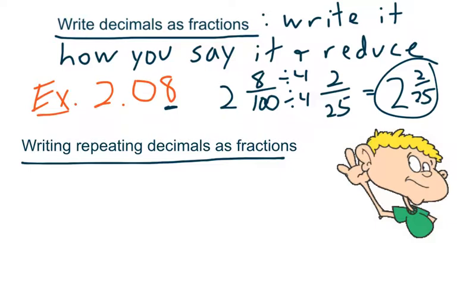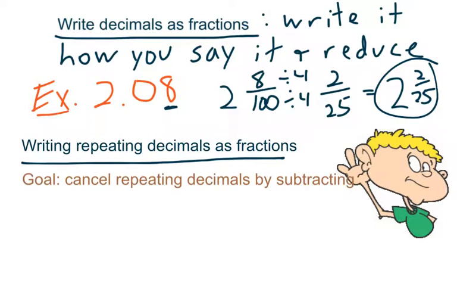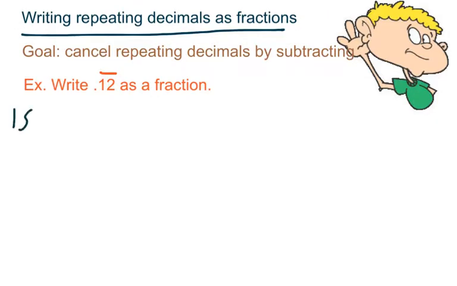And the whole idea is if you can cancel out that repeating part of the decimal, then you'll just be left with a whole number. All right, so let's say, for example, we want to write 0.12, where the 1 and the 2 are repeating, as a fraction. Well, I need to cancel out that repeating part. So here's what I'm going to do. My first step is always going to be let x equal that repeating decimal.